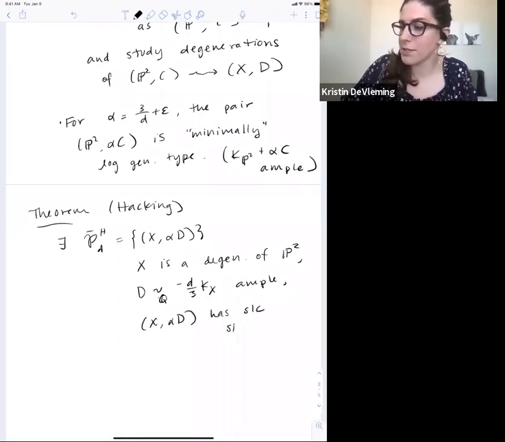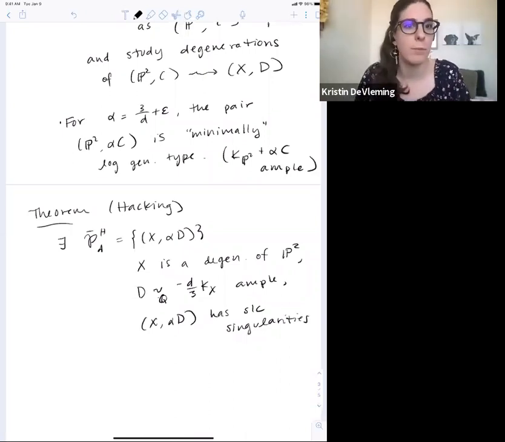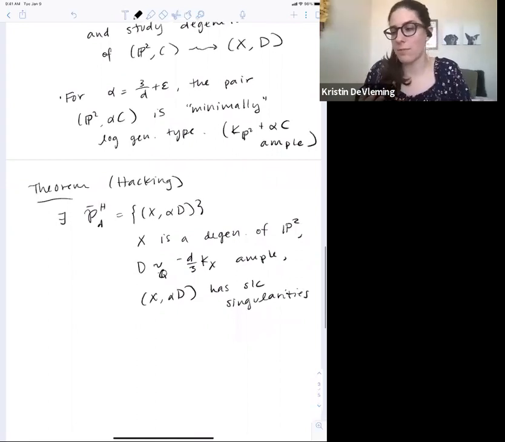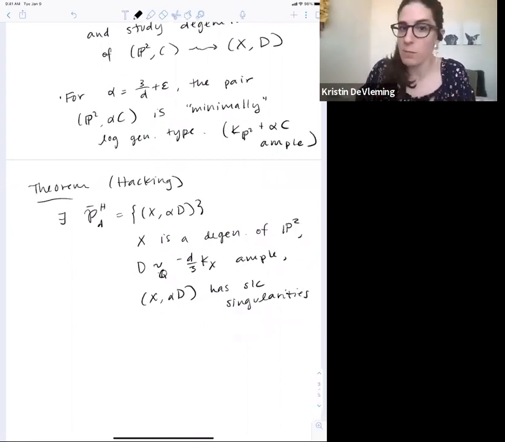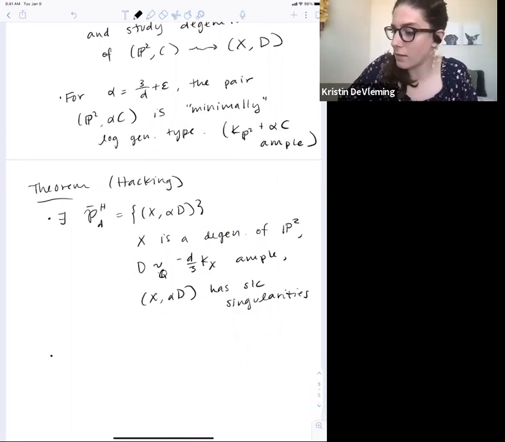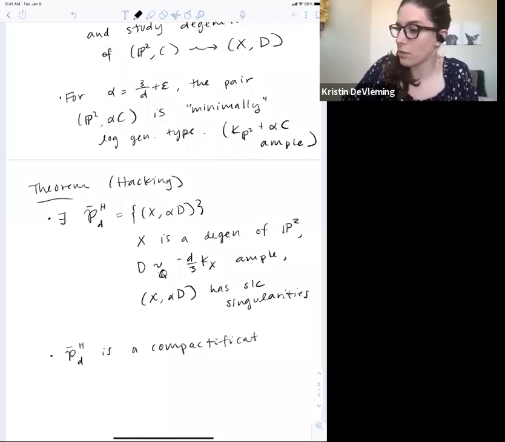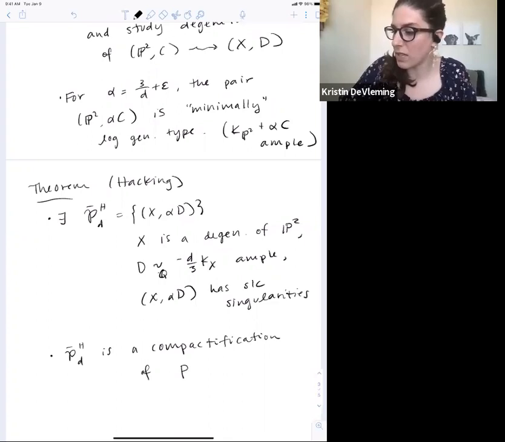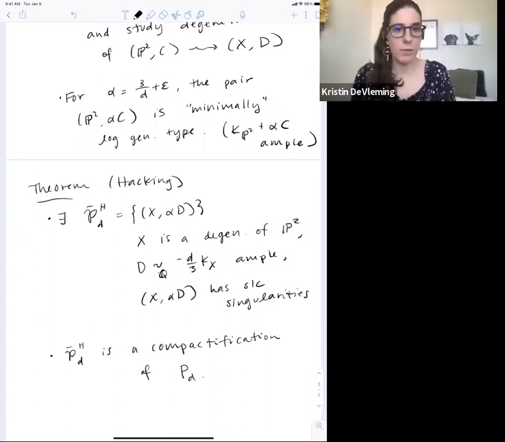SLC singularities are a particular type of nice singularities that you encounter in the minimal model program. They're the higher dimensional analog of what it means to be a nodal curve. And what's the theorem? I've defined this as a set, but in fact it is a DM stack, a Deligne-Mumford stack, and the theorem is that this stack is a compactification of our moduli space of smooth plane curves.